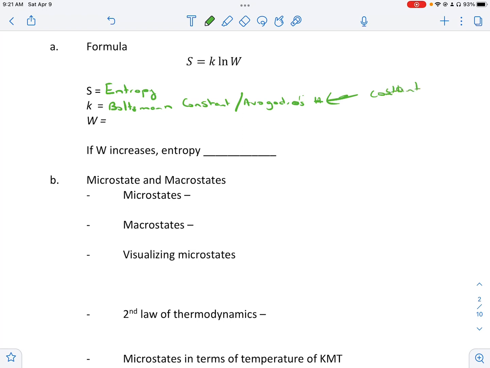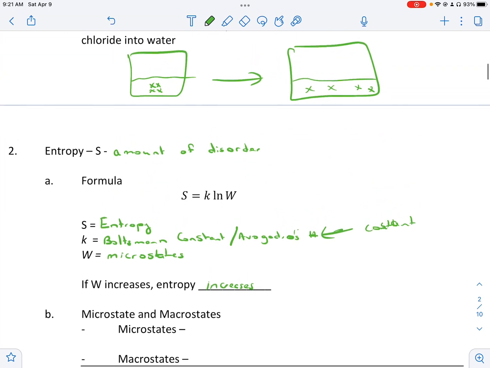Our focus here is on W. W is what we call microstates. And we're going to talk about those more down below, but the more microstates we have, the greater the entropy. So if W increases, entropy increases. And that is what is going into play up here, right? We have our entropy increasing because we have more microstates.